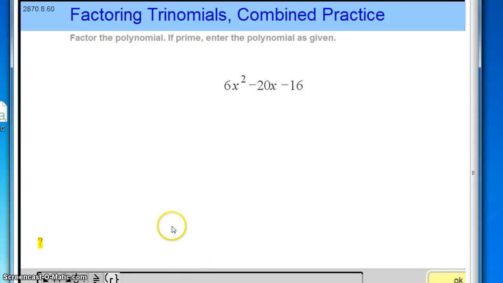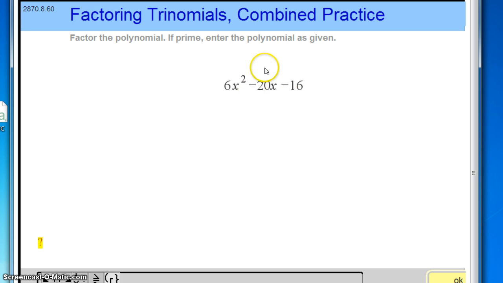Alright, I'm going to talk about factoring trinomials. So this says factor the polynomial; if prime, enter the polynomial is given. So again, prime means that we can't factor it with integers. In a lot of these we're working with, there is a way to factor it, and you'll see that later on in the course.